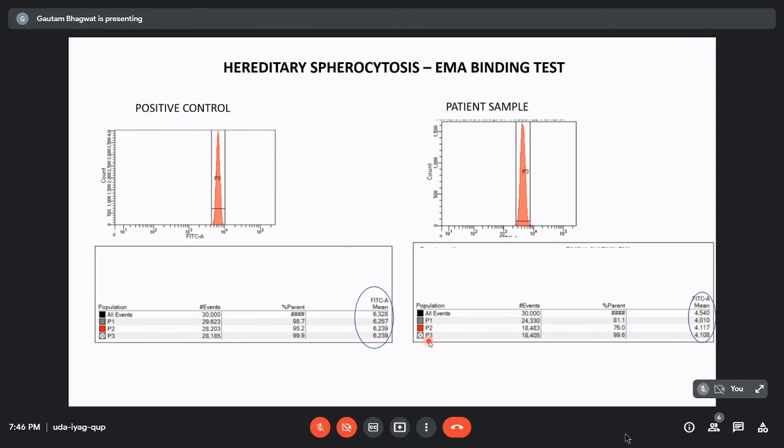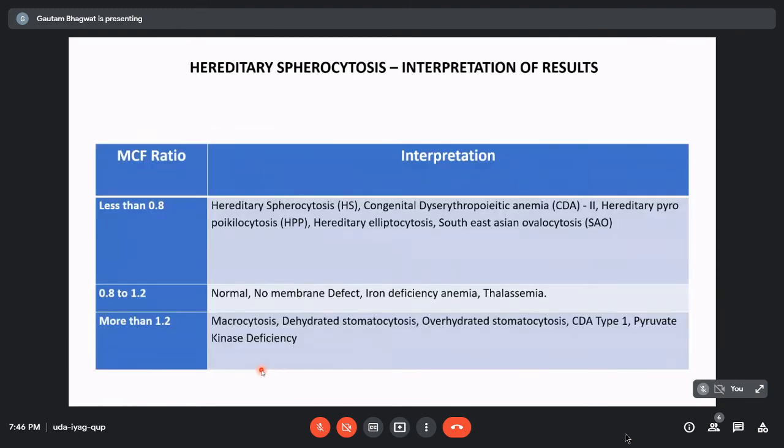We did this patient sample in duplicate and then took the mean. The mean MCF for all 6 controls was 6177, and the mean MCF for the test run in duplicate was 4164. 4164 divided by 6177 gives a ratio of 0.76. Now what is the meaning of this 0.76? The interpretation is that a ratio less than 0.8 indicates either hereditary spherocytosis, CDA2, hereditary pyropoikilocytosis, elliptocytosis, or ovalocytosis.